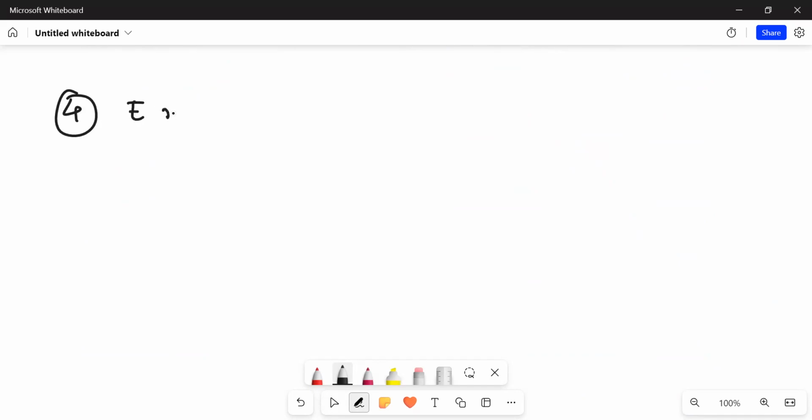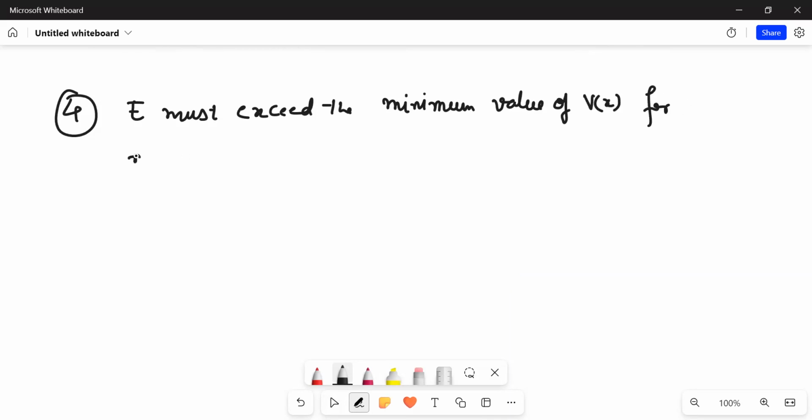The property is that E, the total energy, must exceed the minimum value of V(x) for every normalizable solution to the time independent Schrödinger equation. Okay, just pay attention to what I say.